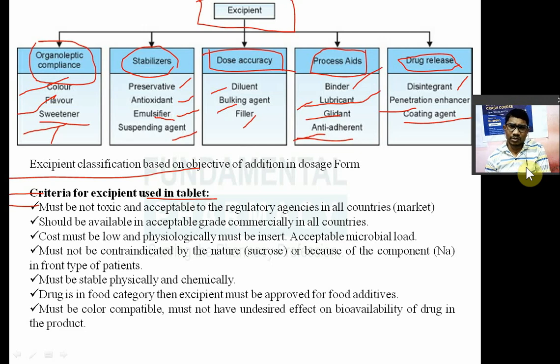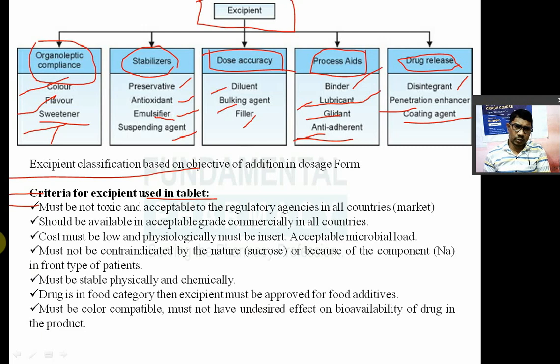So it must not be toxic. It must be acceptable to the regulatory agencies of respective countries where you want to market the drug. If you want to market the drug in the USA, you have to certify each and every ingredient, right from the API, excipient, process, plant, labeling condition, according to the US FDA. If you want to launch your product in the US, it must be non-toxic and acceptable by the regulatory agency of the country where you want to market the product.